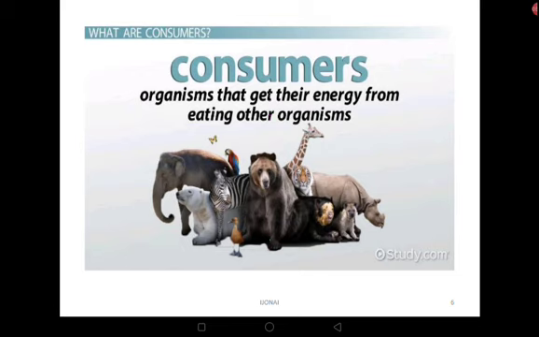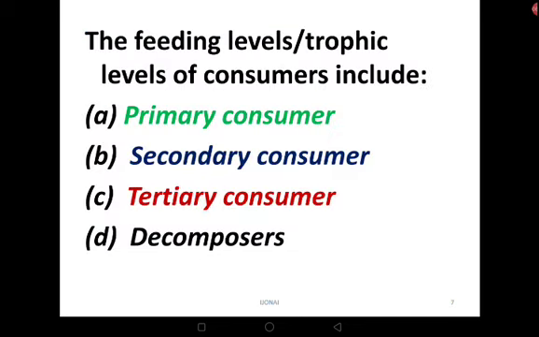You can see some of the consumers there. None of them is able to make their own food. You can see, which one can you identify there? I can see the polar bear, the giraffe, the elephants. Well, those are the consumers. So we want to look at the different trophic levels or feeding levels of the consumers. There are majorly 4.